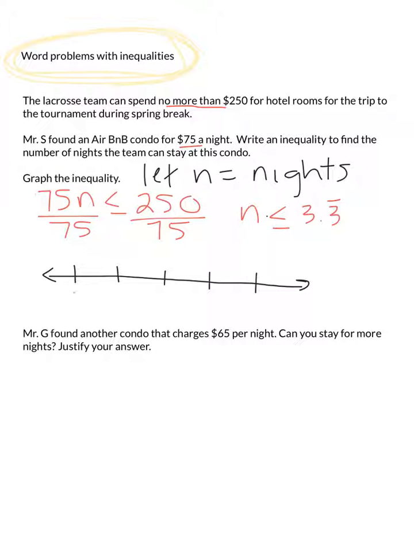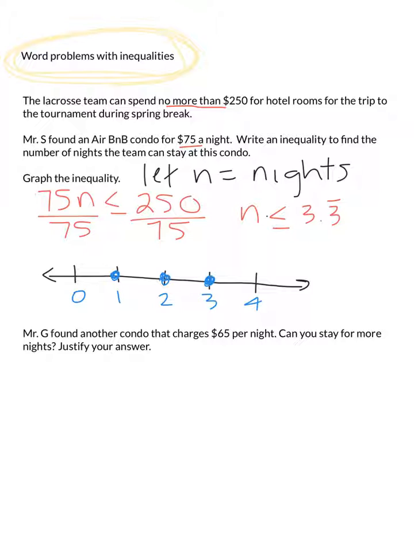So we have 0, 1, 2, 3, 4. So how many nights can we stay at this condo? We can only stay 3 nights. We could stay 2 nights. We could stay 1 night. We're not going to put a mark on the 0 because we need to go to the tournament and we need to stay somewhere, so we're not going to put a 0 there.